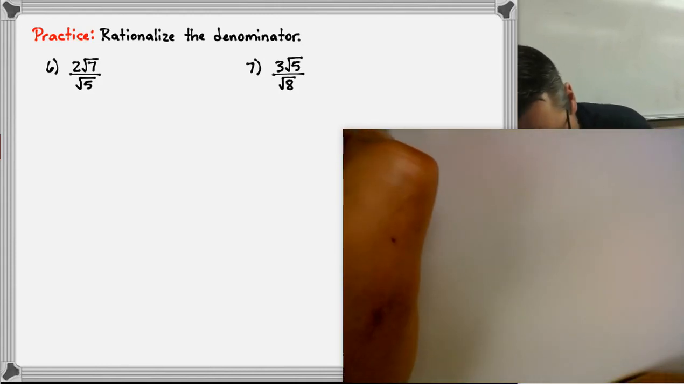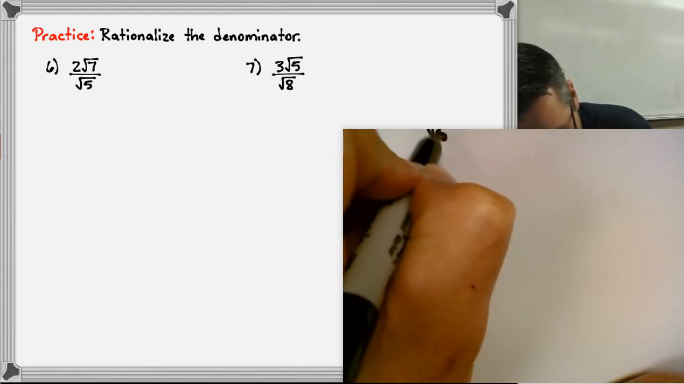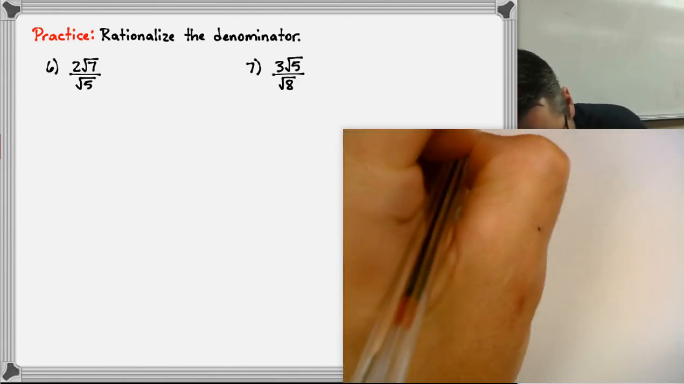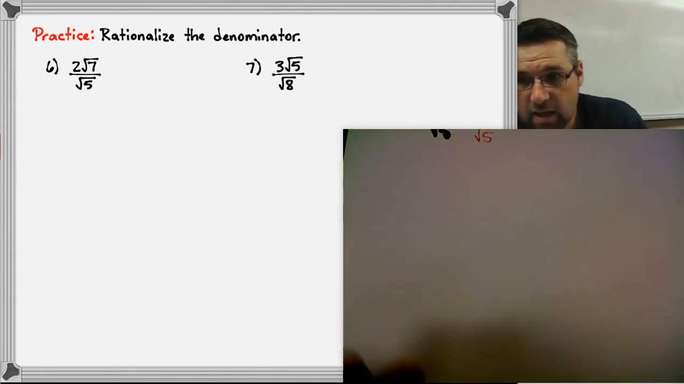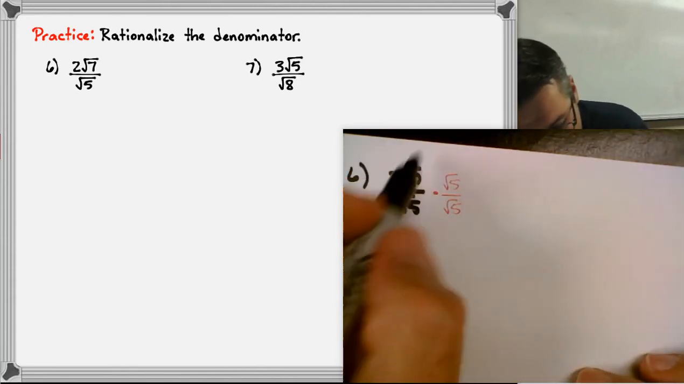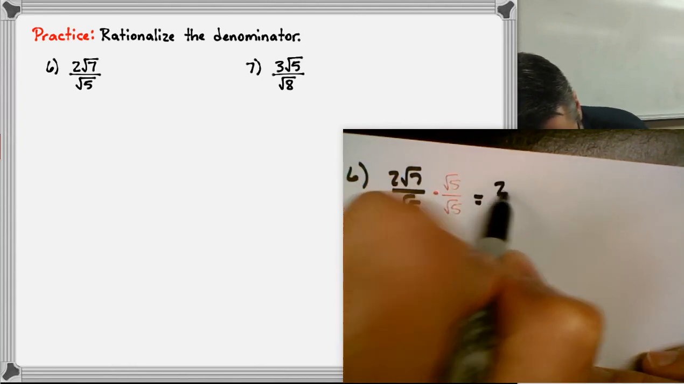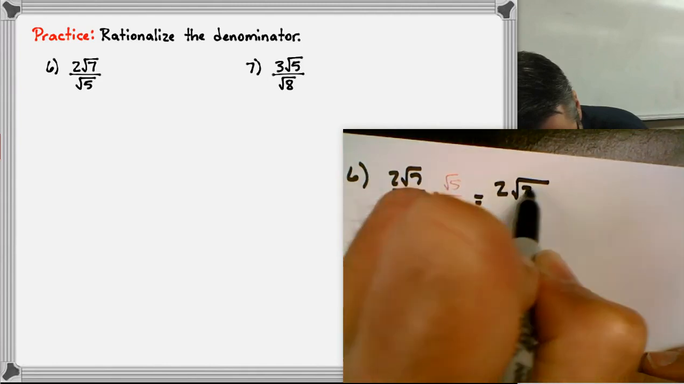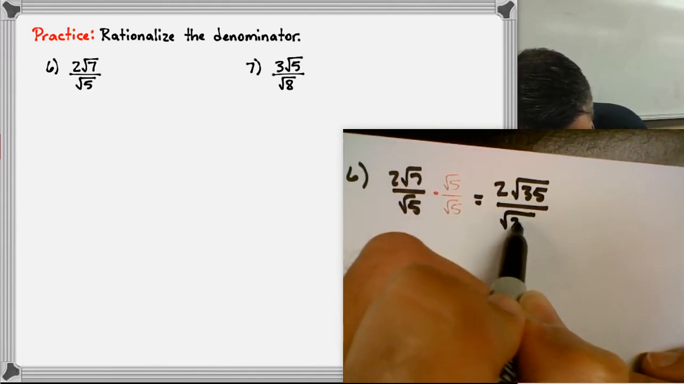For number 6, we have 2 radical 7 over radical 5. The problem is that we have a radical on the bottom, so we're going to multiply by the radical 5 over radical 5. Oops, running out of room here. And then when I multiply the top with the top, the 2 is on the outside, so that stays there. Rad 7 and rad 5 multiply to rad 35. And on the bottom, rad 5 times rad 5 is rad 25.